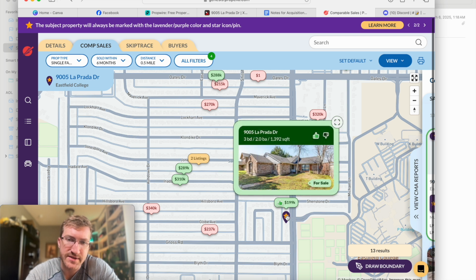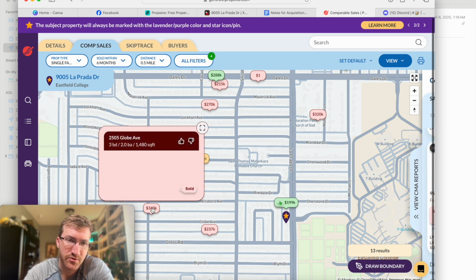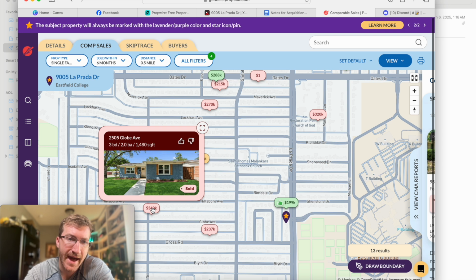Because we're not really trying to establish the comp of it as far as what it should sell for right now. We're trying to establish what this 9005 La Prada Drive property would be worth once it has been flipped. It's on the market for $199,000. But here is a direct comp, nearly a direct comp. 3-bed, 2-bath, 2505 Globe Avenue, nearly the exact same square footage.